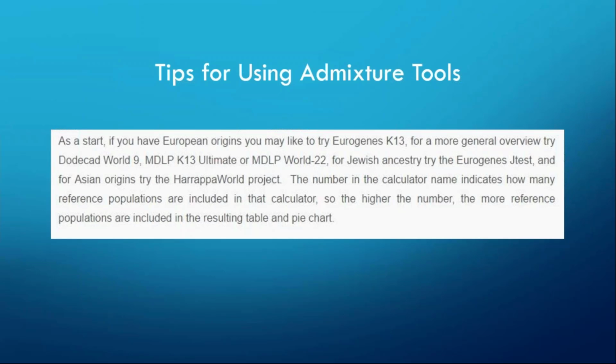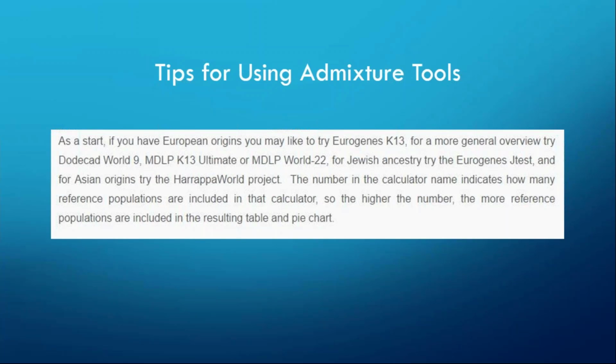If you are going to use their admixture tools, you might want to choose a different tool based on your ethnic background. For instance, if you're European, you might want to try the Eurogenes K13 tool. For a more general overview, try the Dodecad World 9, MDLP K13 Ultimate, or MDLP World 22 tool. If you have Jewish ancestries, you might try the Eurogenes J test. And for Asian origins, you might want to try the Harappa World Project.